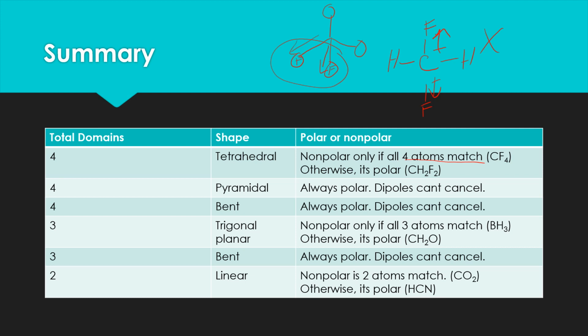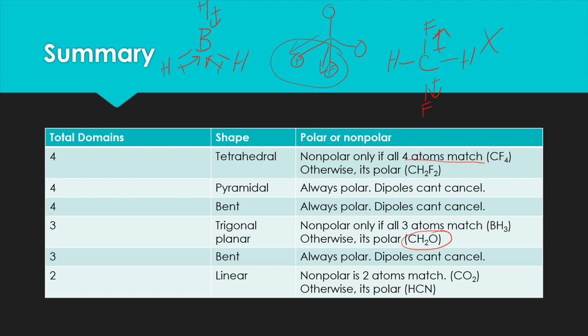Number 3, we've got a trigonal planar shape. So this is similar to tetrahedral. It's nonpolar if all 3 of our atoms match. So if we get that boron with the 3 hydrogens, we're going to have 3 dipoles towards boron, but they all cancel each other because it's like boron is winning that tug of war, but equally on each side. So that would be nonpolar. But if they don't match, like the CH2O that we did earlier, that was one of our first examples there, if they don't match, then it's going to be polar.